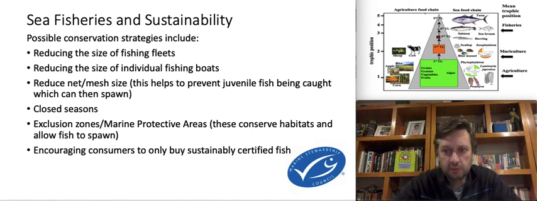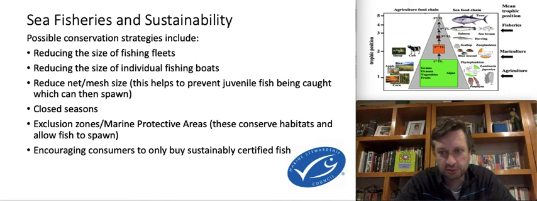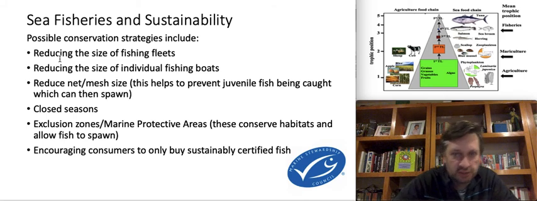Okay, then I can come back to what it says in the syllabus about sustainable fisheries. This is just a list of possible strategies that we could talk about in the class. Most of them are pretty obvious. So number one, fishing fleets could be reduced.